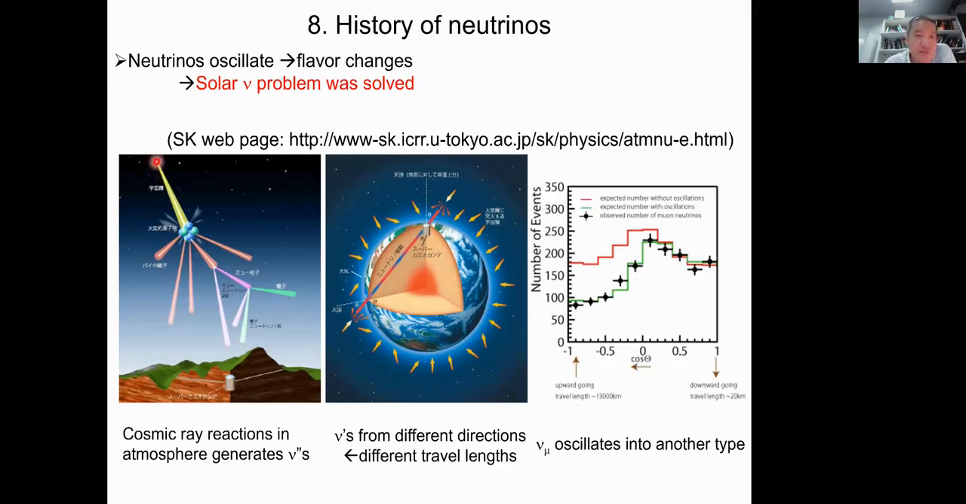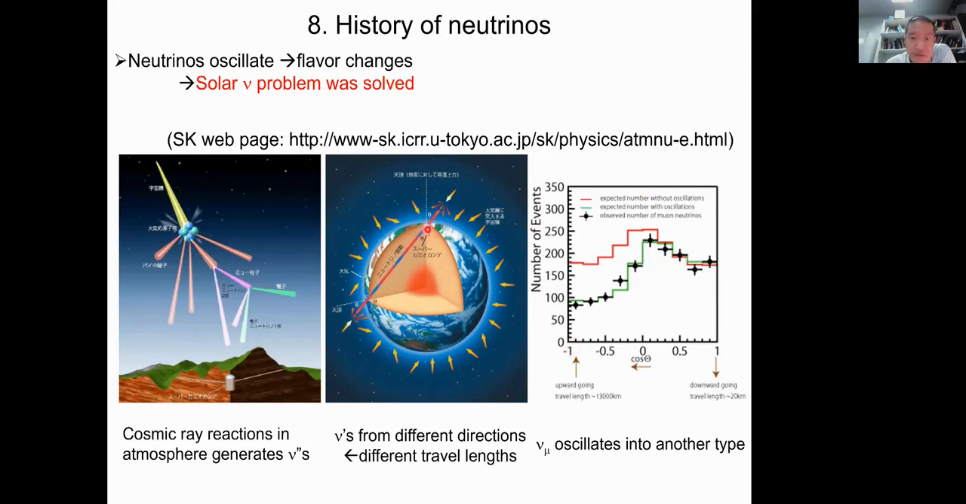So, cosmic rays, energetic particles coming from the outer space of the Earth. These cosmic rays produce neutrinos through formation of pions and its decay. And one mystery about the cosmic ray generated neutrinos is that without assuming neutrino oscillation, the neutrino detection experiment is not explained.